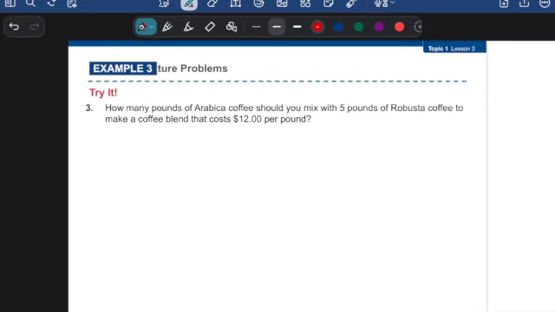All right, let's try it. How many pounds of Arabica coffee should we mix with 5 pounds of Robusta coffee? So let's write our equation again. We know Arabica coffee is $28 per pound. We don't know how many, so we're going to call it A again for pounds of Arabica. We're going to add it to 5 pounds of Robusta, which is at $8.75. And this time we want our blend to be $12 per pound. $12 times our amount of Arabica, which is A, plus 5 pounds of Robusta. So our total amount of the blend would be A plus 5.